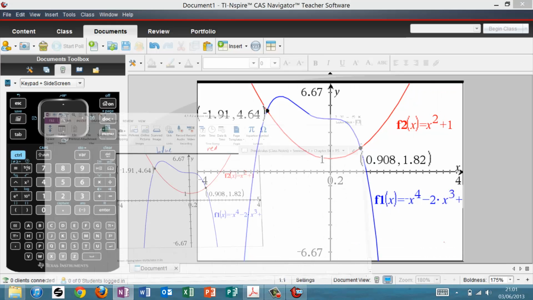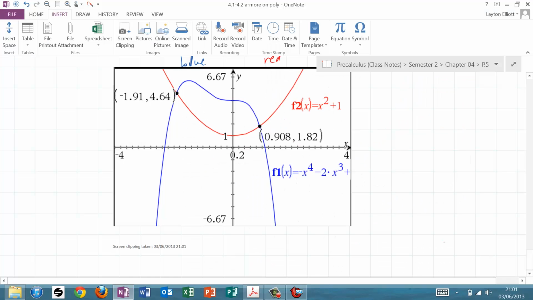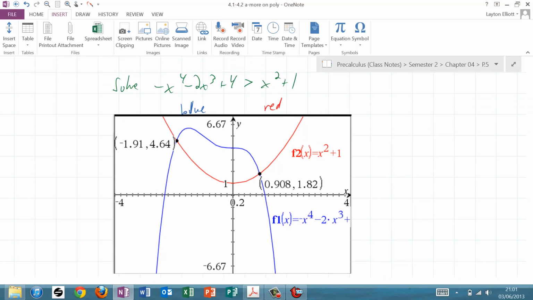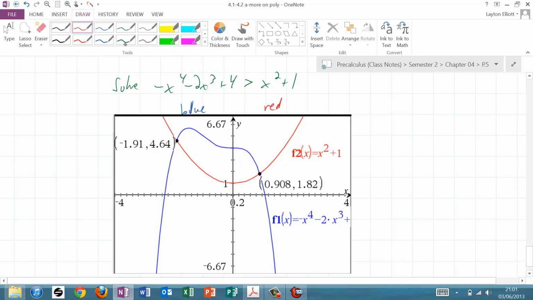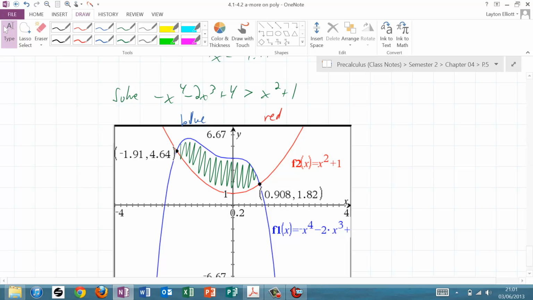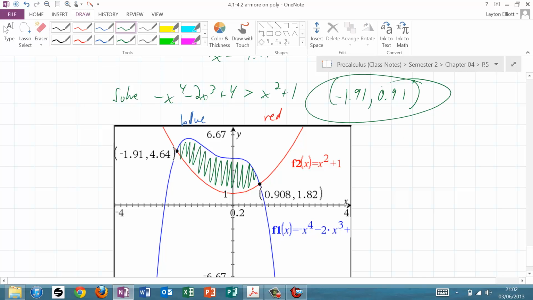There we go. If I want a screen clipping of this, and I say, okay, we're going to solve this, where's the blue greater than the red? That means where are the y values for the blue greater than the y values for the red? I believe that to be this region here. That's everywhere that the blue is greater than the red. So my interval would be from negative 1.91 to 0.91. Oops, not brackets. It's an interval and it's greater than, so we can't include the endpoints. So that's the interval notation.